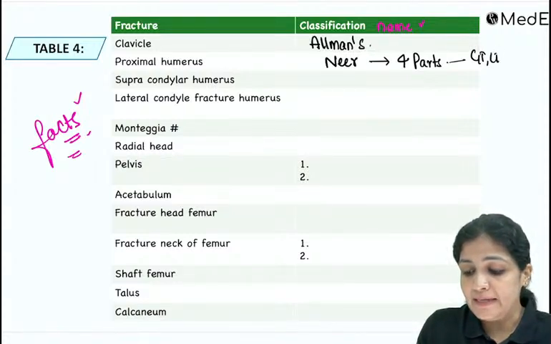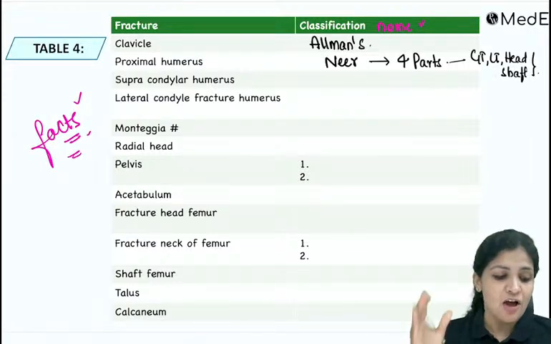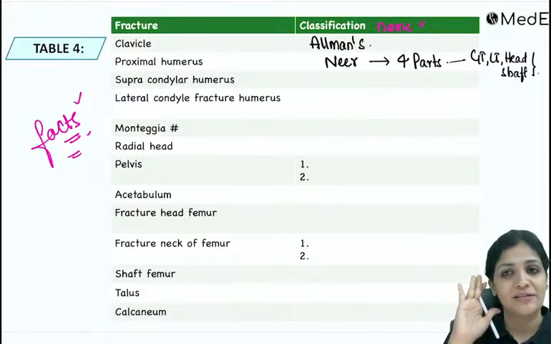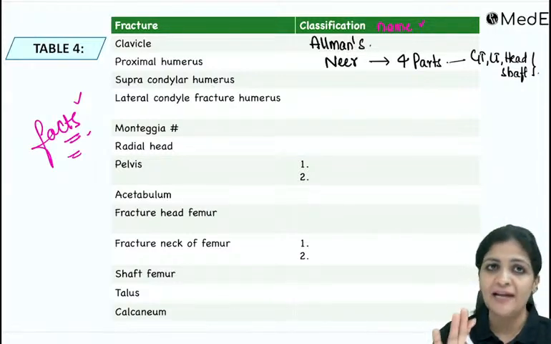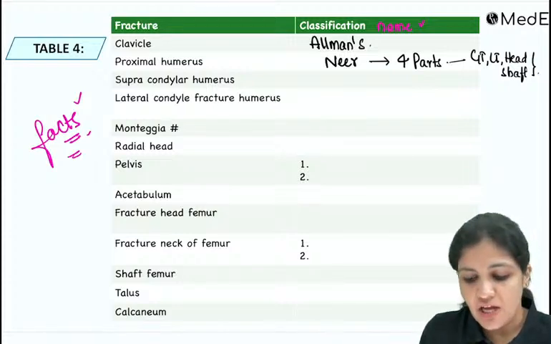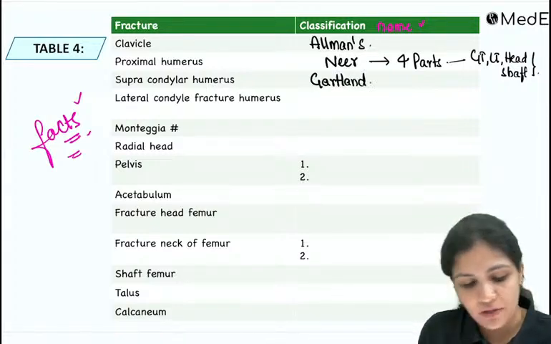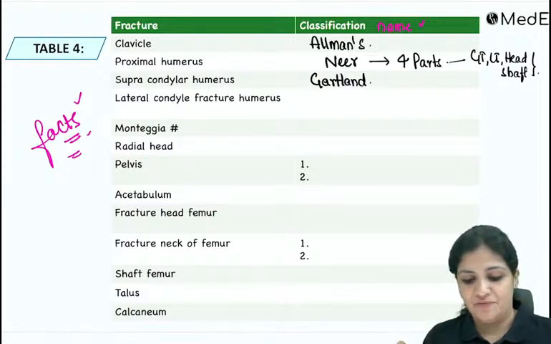GT, LT, head, and shaft. So whenever there is damage to the 4 parts, it is called a 4-part fracture. That is what you have to remember. NEER is the one who has given this classification, right? Proximal humerus, NEER's classification. Supracondylar fracture, Gartland classification, right? Supracondylar fracture is Gartland's classification.